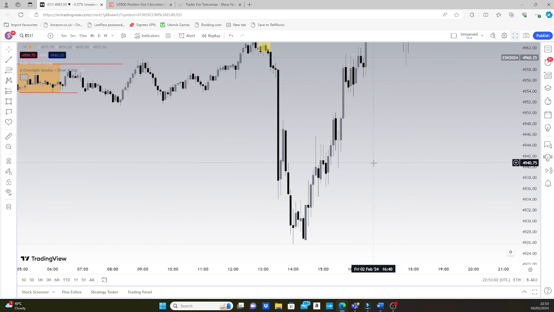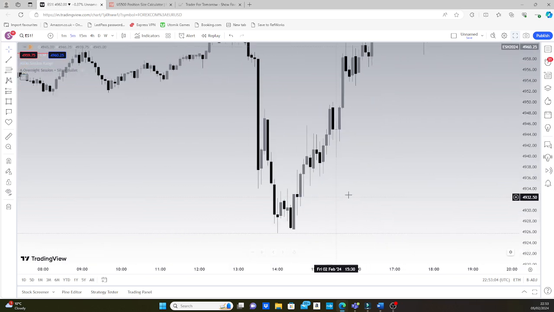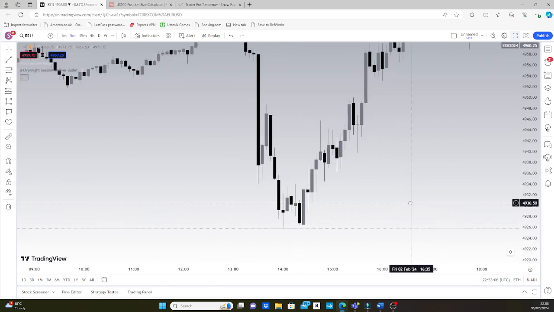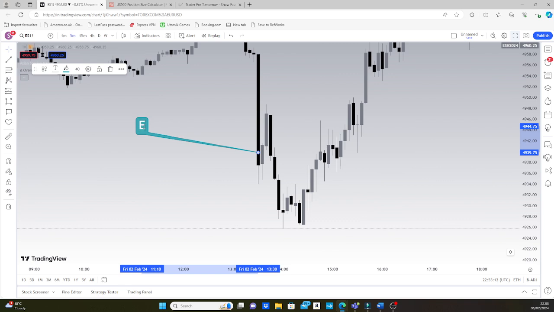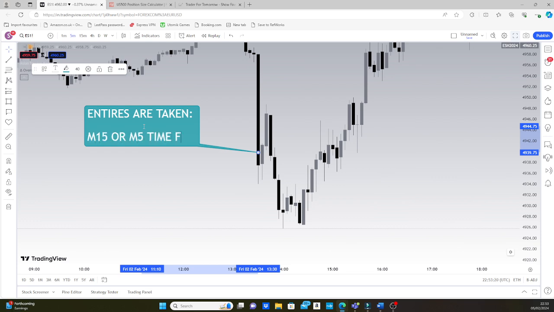We're going to be dissecting the power of three, okay? So first, you want to look at our M5 structure. Another question I get is, well, what time frame do you look for entries? Entries are taken typically on the M15 or M5 time frame, okay?